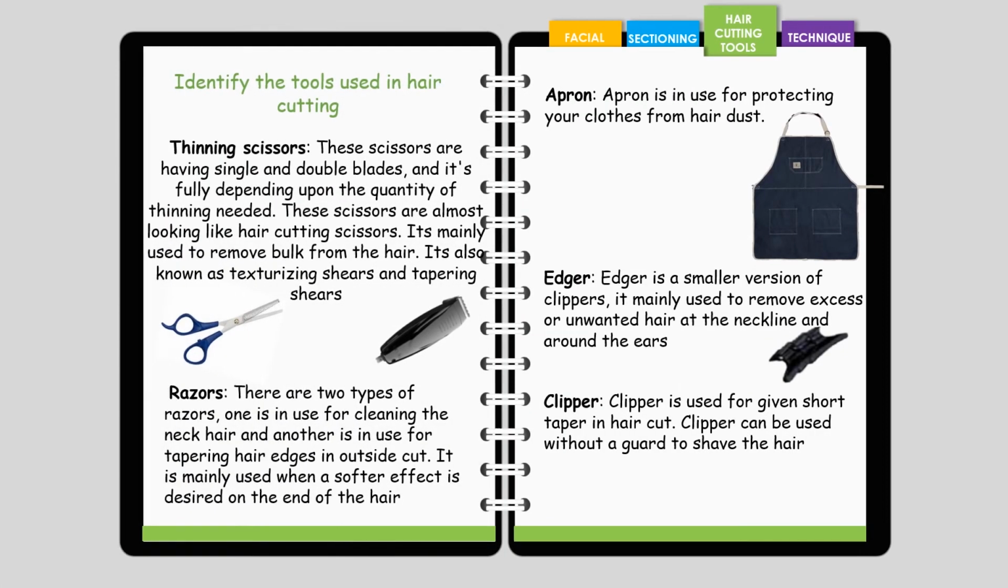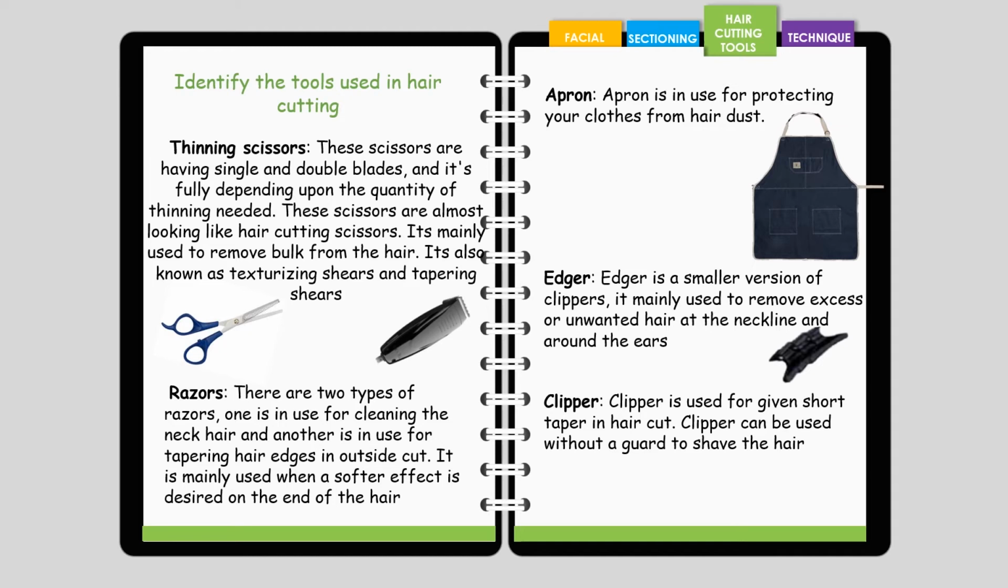Thinning scissors. These scissors have single or double serrated blades, depending upon the quantity of thinning needed. They almost look like hair cutting scissors. They are mainly used to remove bulk from the hair. They are also known as texturing shears and tapering shears.